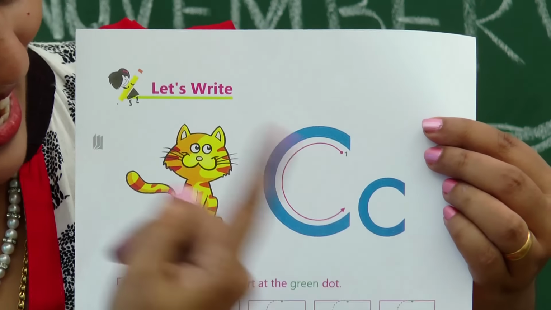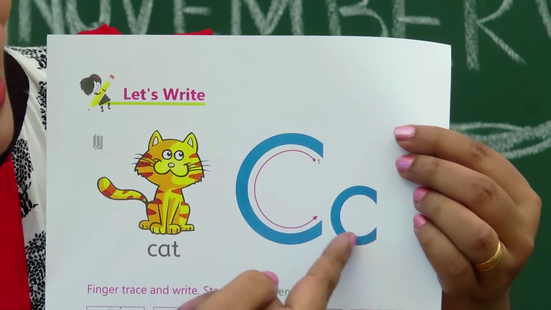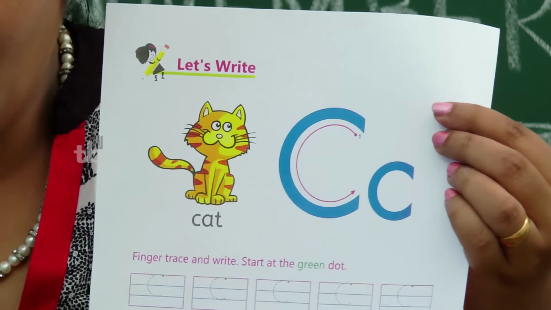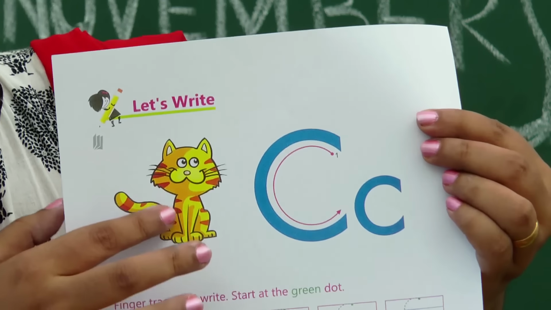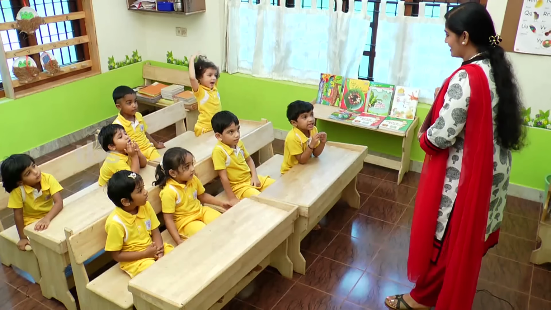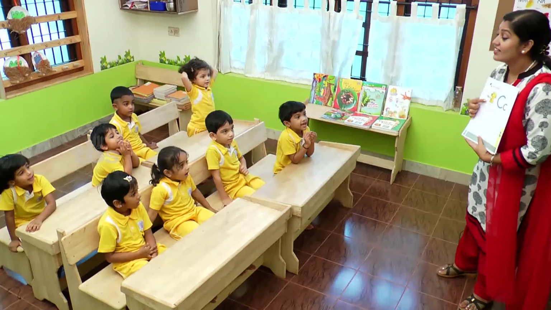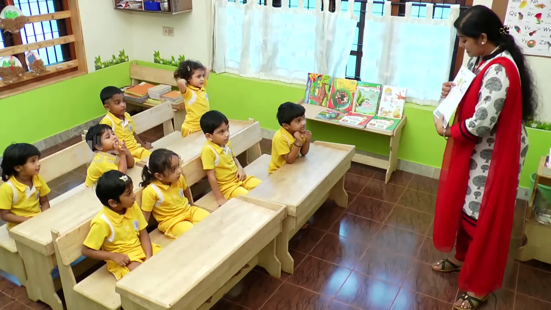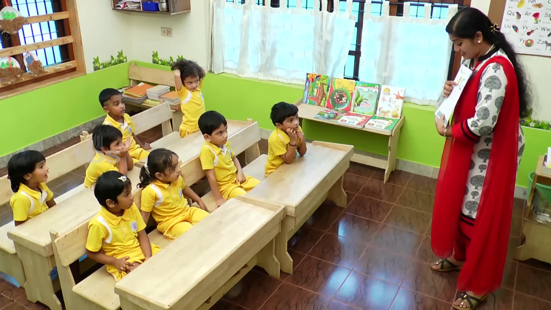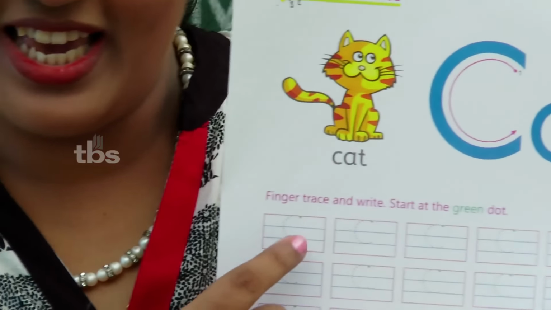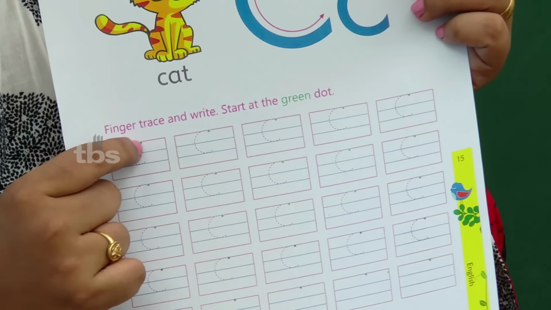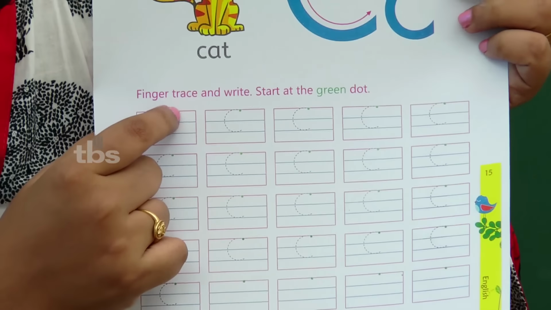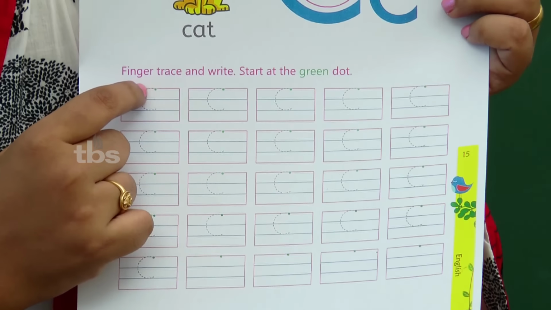Mama letter C and baby letter C. And what is the sound of C? K, k, k, k. Can you see an animal sitting here? Tiger. Cat. K, k. Cat. This is cat. And we are going to write C. Can you see a green dot here? From this green dot, you have to start and go down.